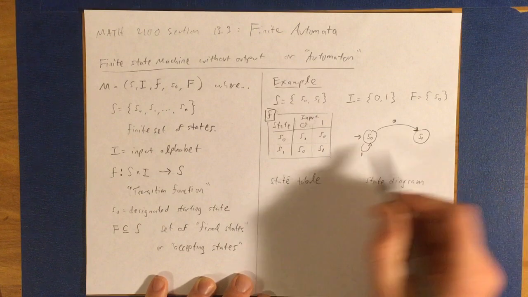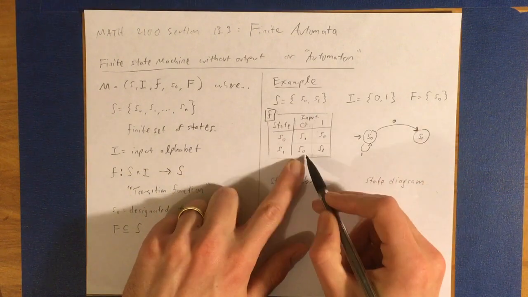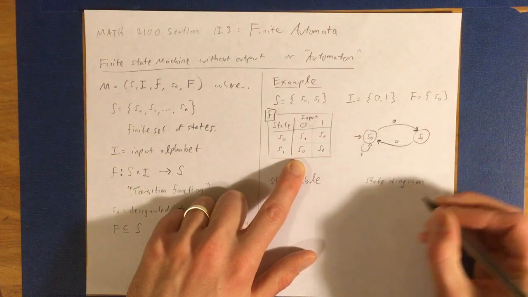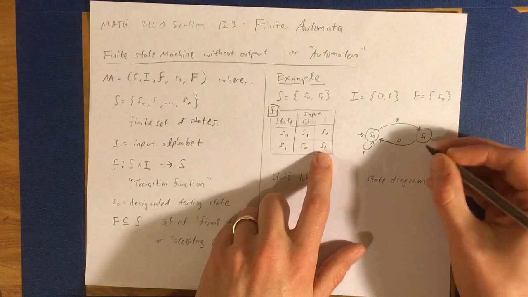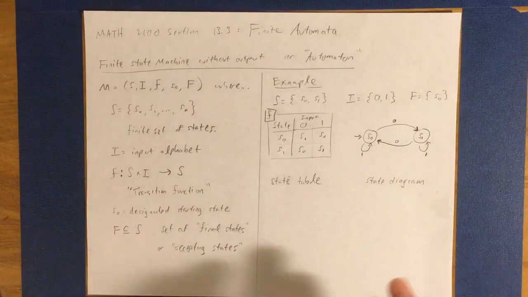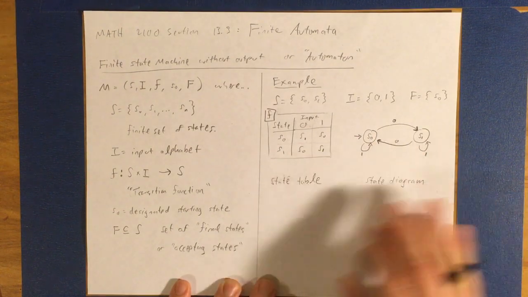So I'm not done here. I have to now figure out what happens if I'm in state 1. If I receive a 0, I go back to state 0 like this. Whereas if I receive a 1, I stay in state 1. So I'll loop like that. So now that's complete. It tells me what to do in every possible situation, every state and every possible input.